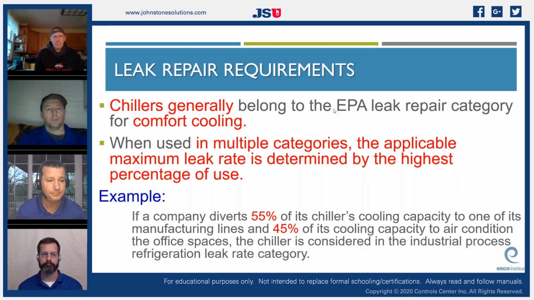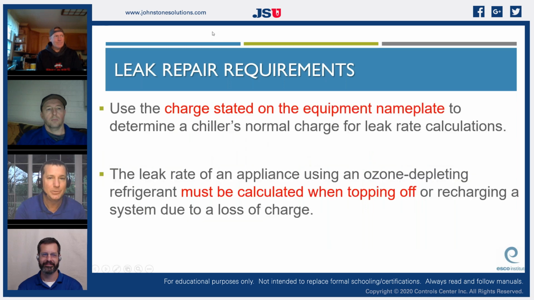So Greg was talking about this a little bit. Say I've got a 100 ton chiller. Say it's got 100 pounds of refrigerant in it. If they use 55% of the chiller's capacity for manufacturing, and 45% is used for air conditioning in the offices, which happens all the time, the chiller is considered to be industrial because the majority of it is being used for the actual manufacturing side. So a lot of times they'll engineer these so that it's primarily used on the 30% instead of the 10%. So. Is what it is.